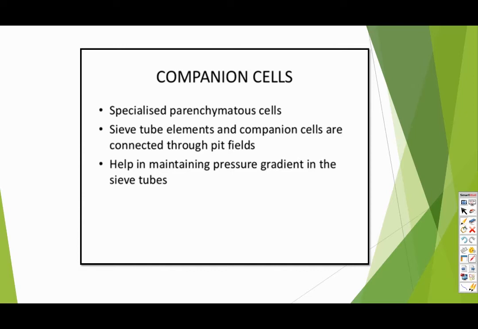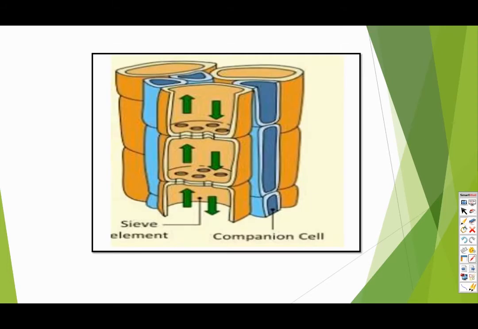See, children, here what you have is sieve tube. Okay, here what you have is nothing but your sieve plate. This is nothing but your companion cells. So that's your companion cells. So this is the same thing, xylem and this is phloem. Okay, from here to here you have your xylem, from here to here you have a phloem.